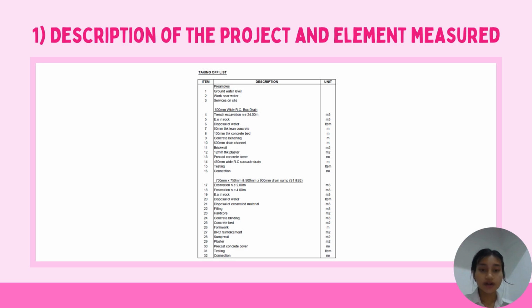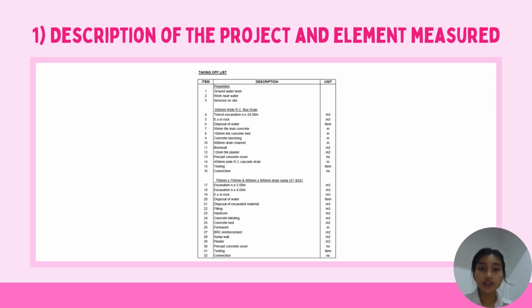These are the taking off list for the project titled Pembinaan Kompleks Pejabat Suruhanjaya Pencegahan Rasuah Malaysia SPRM Sabah, where the first thing to take note of is the preambles. The first things to see are the groundwater level, work near water, and lastly the services on site.